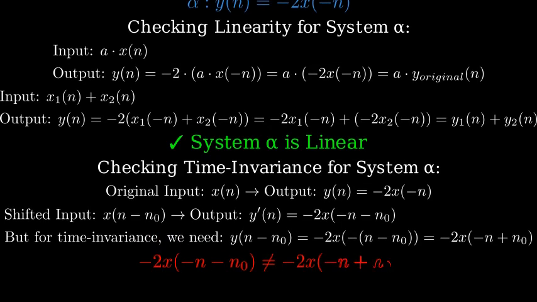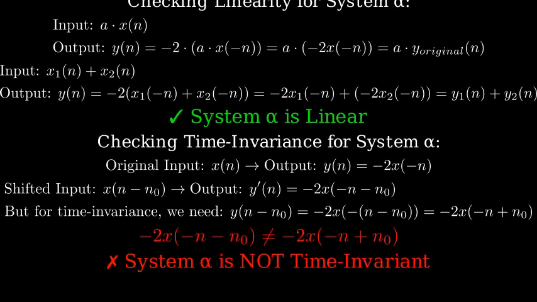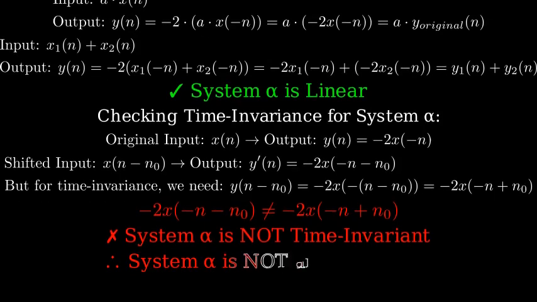Comparing these two expressions, we see that they are not equal. The shifted input gives an output with the time reversal of the shift, not the shift itself. Therefore, system alpha is not time invariant. Since system alpha is linear but not time invariant, it is not an LTI system.